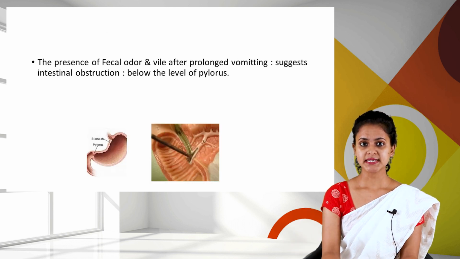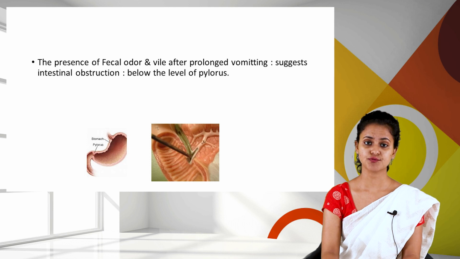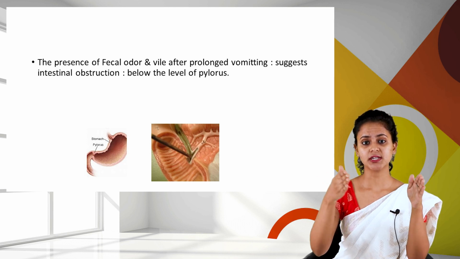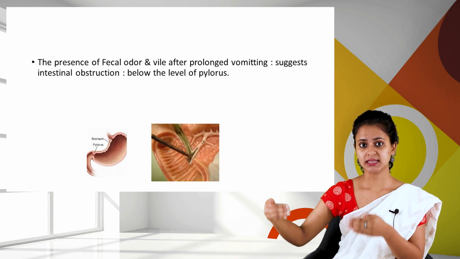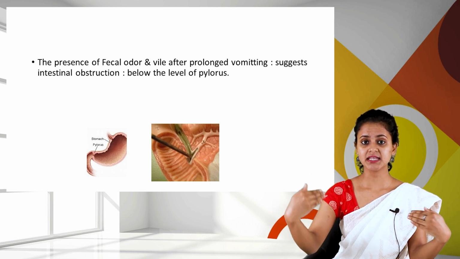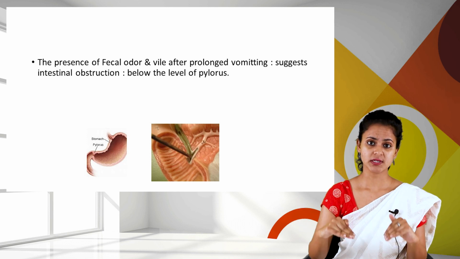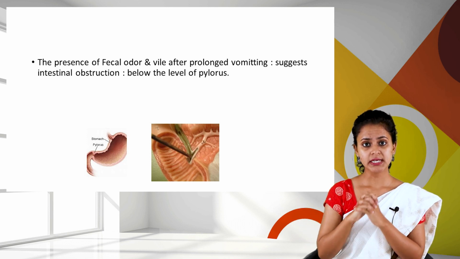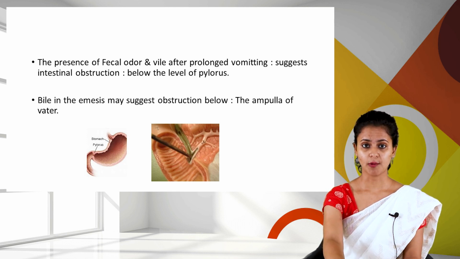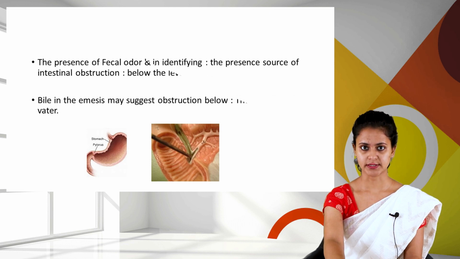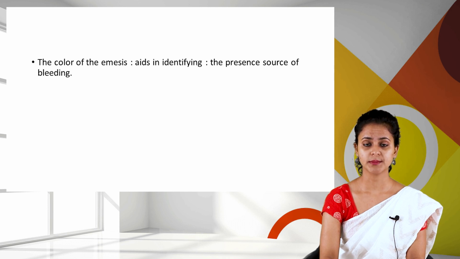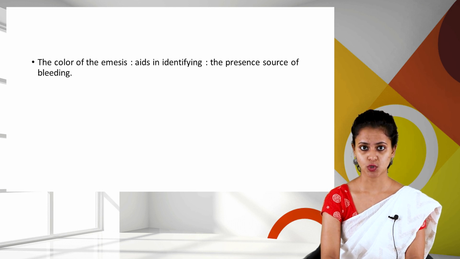For example, the presence of fecal odor, or the presence of bile in a prolonged vomiting state, suggests an intestinal obstruction below the pylorus level. That is how we assess the emesis, the pattern of vomiting and the content of vomitus, and suggest the probable causative agent. Even bile in the vomitus often suggests an obstruction generally present below the ampulla of Vater. The color of the vomitus should be assessed because it helps to identify the source of the vomitus.